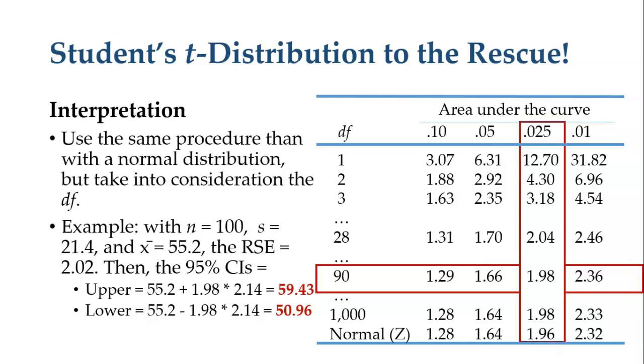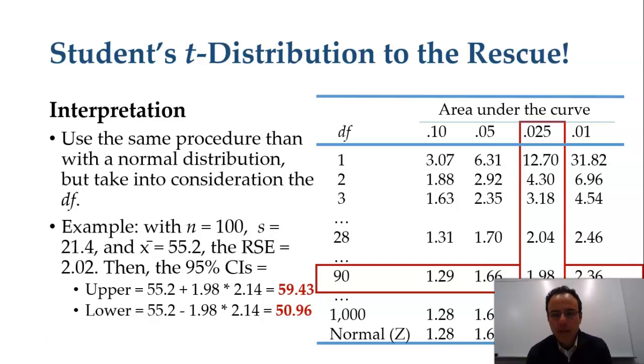If we have a very large sample, we can use the normal distribution. If we have a small sample, we can use the t-distribution. And as the sample size increases, the t-distribution is going to be more similar to the normal distribution because the degrees of freedom are going to be higher.